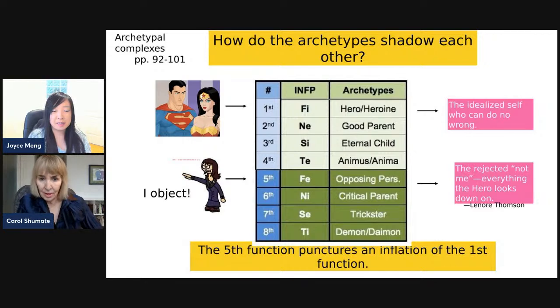So then, how do the archetypes shadow each other? It's not just the functions, but the archetypes that shadow each other. The fifth function, the opposing personality archetype, is kind of like the opponent lawyer in a courtroom, objecting to everything and speaking in negatives. You can see Lenore Thompson calls this the rejected "not me," everything the hero dislikes.